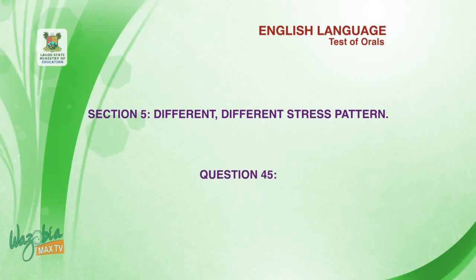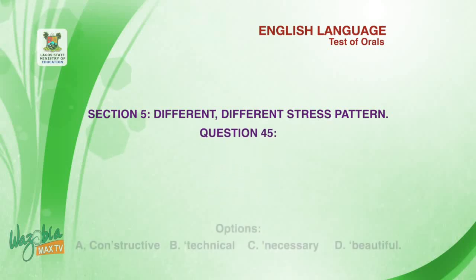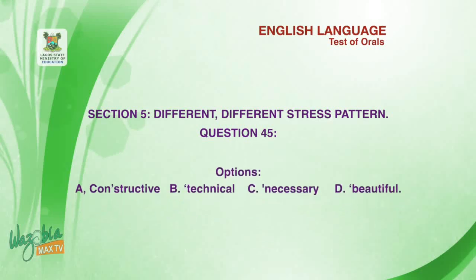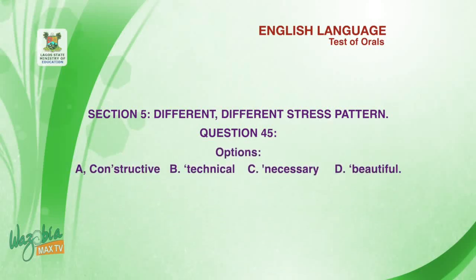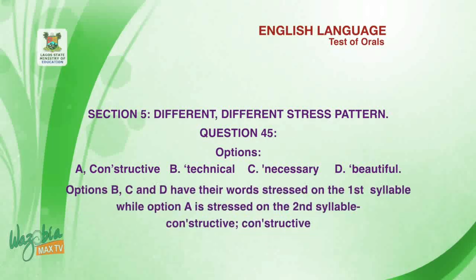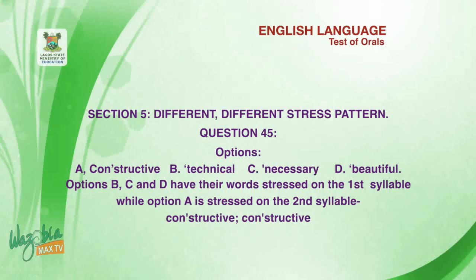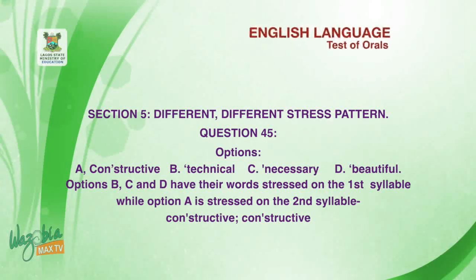Question 45. Constructive, A. B, technical. C, necessary. D, beautiful. You discover that options B, C, and D have their words stressed on the first syllable, while option A is stressed on the second syllable. Constructive. The correct option is option A. Constructive, second syllable. Here, we come to the end of this session and we're going on another break. Take some time to go through what we have done. See you after the break.